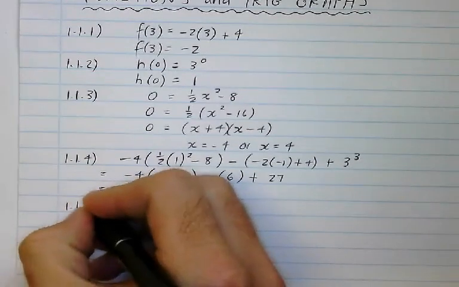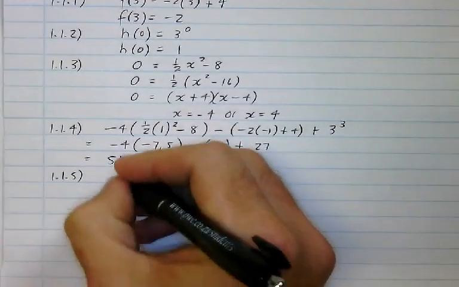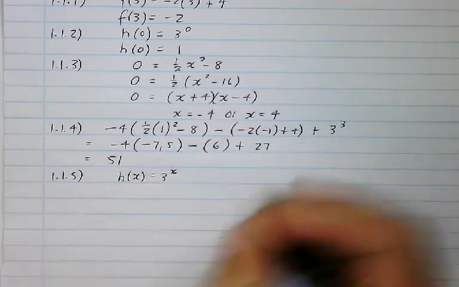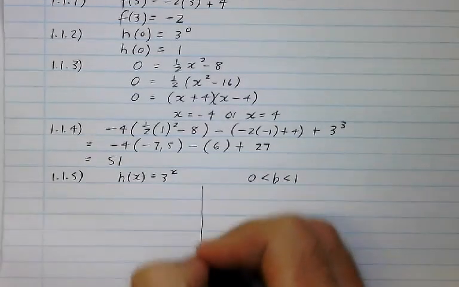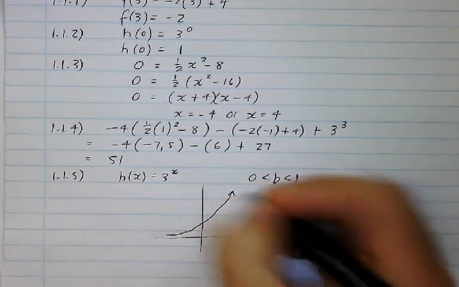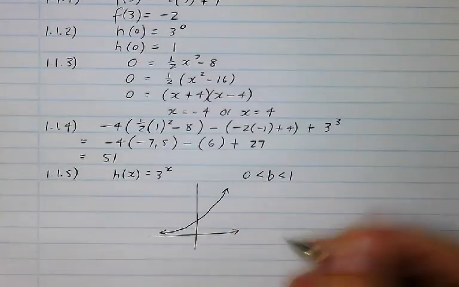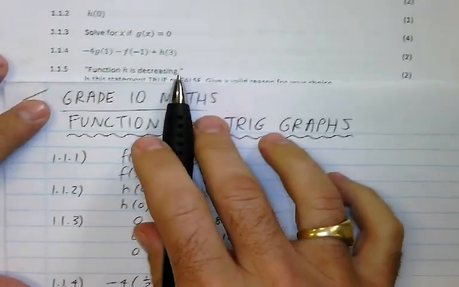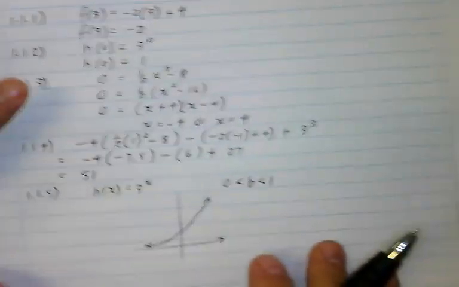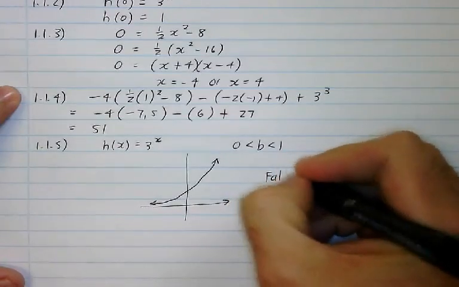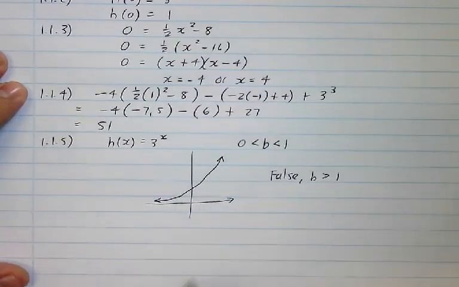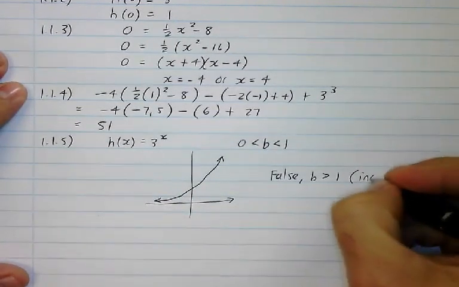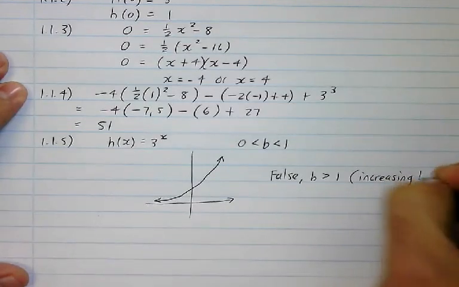In a nutshell, if you had to visualize what h(x) looks like, we know it's an exponential function because the base is 3. Because the base is bigger than 1, your graph would be an increasing function, much like that. So for them to say that it's a decreasing function would make the statement false. And the reason is that the base of 3 is bigger than 1, making it an increasing function.